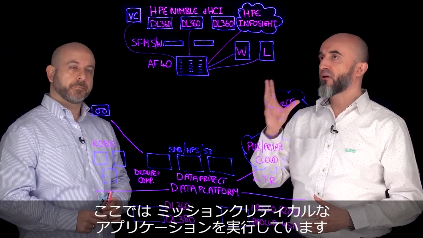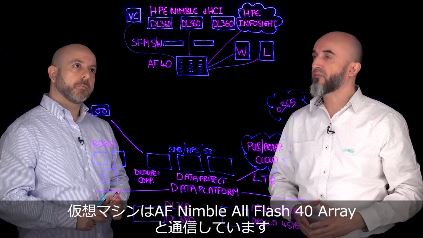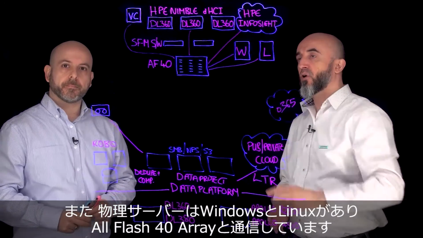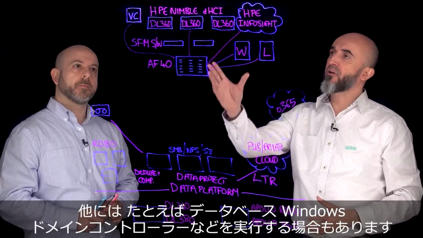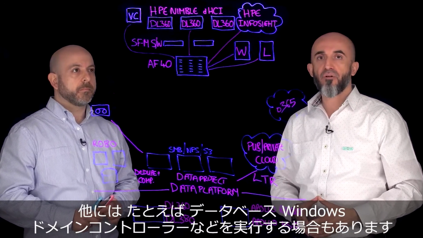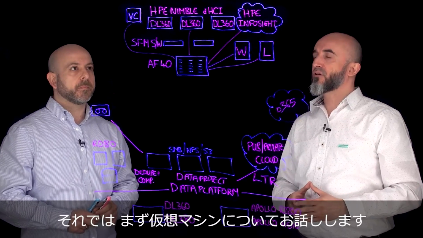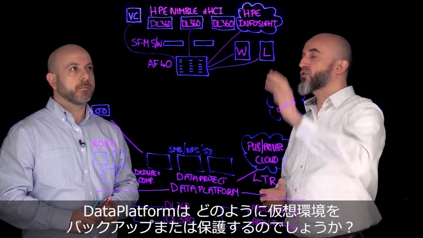I'm running my mission critical applications in there. Got my virtual machines, obviously talking to the Nimble all-flash 40 array. I also have my physical servers talking to the all-flash 40 array as well, Windows and Linux. I might be running some databases, some Windows domain controllers, and so on and so forth. So let's first talk about the virtual machine. How would a data platform back up or protect my virtual environment?